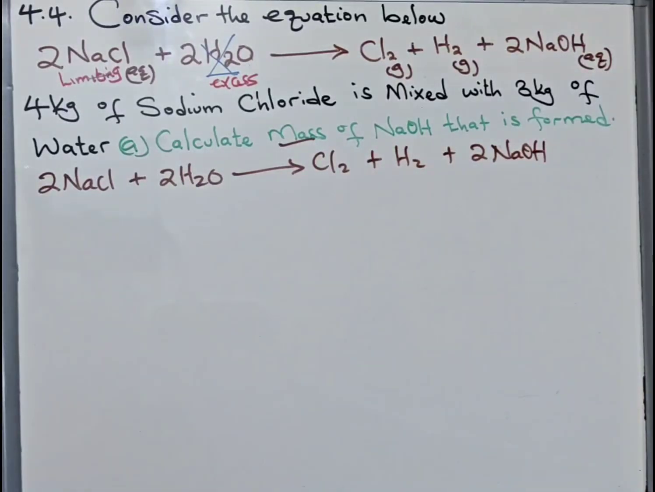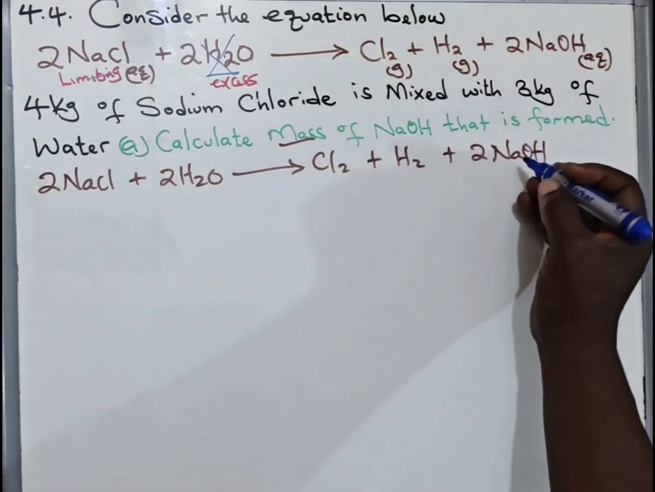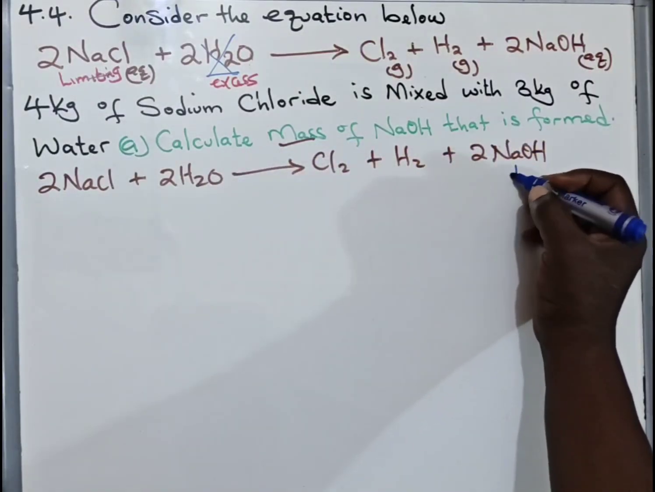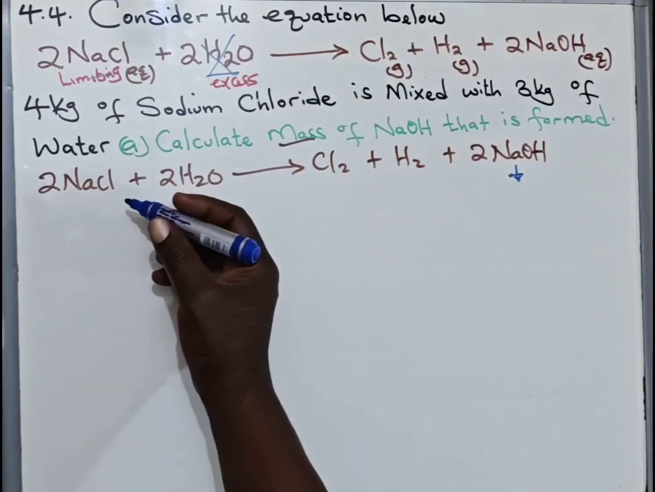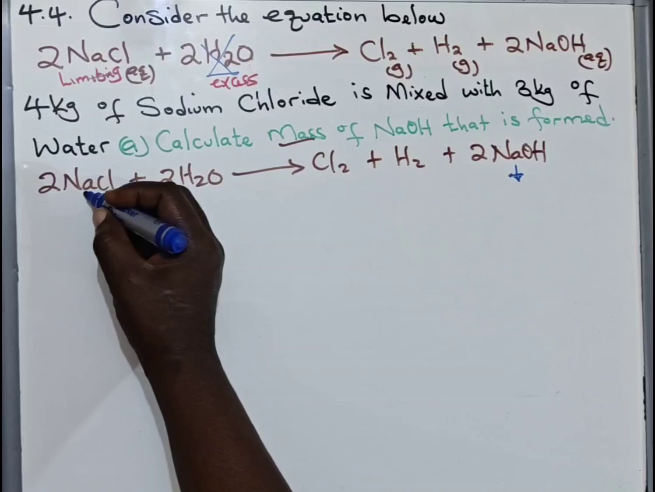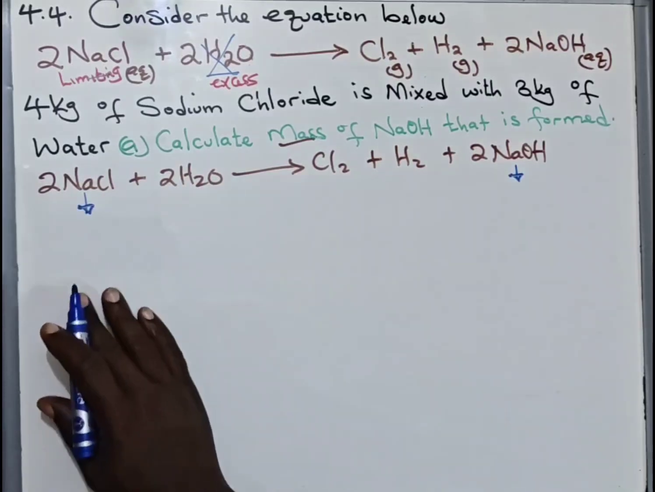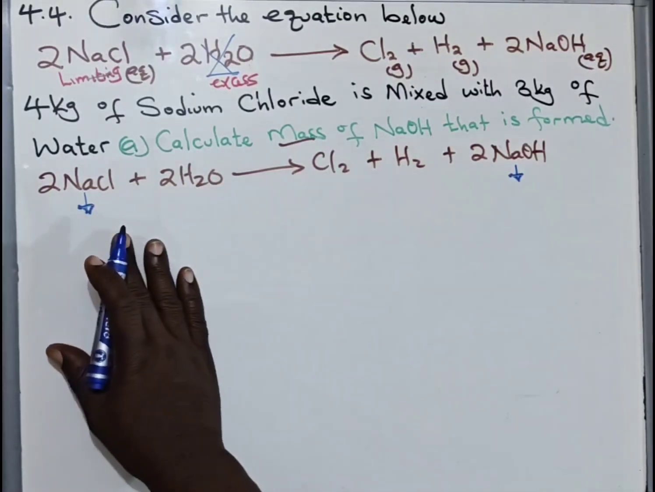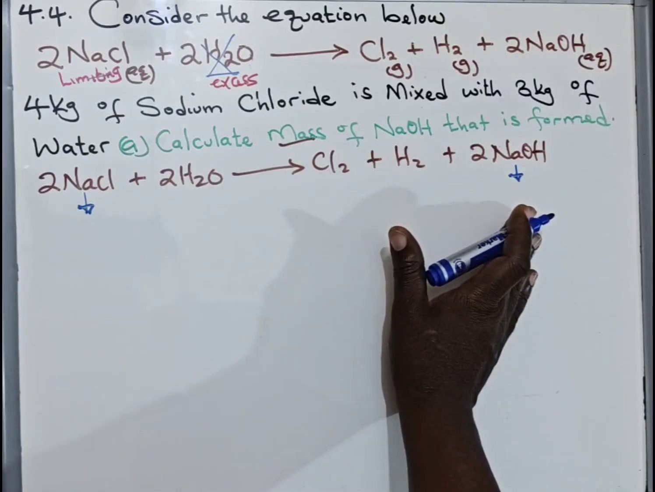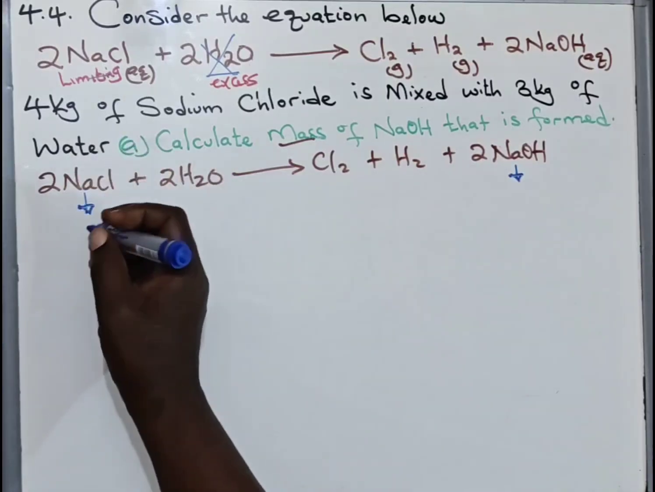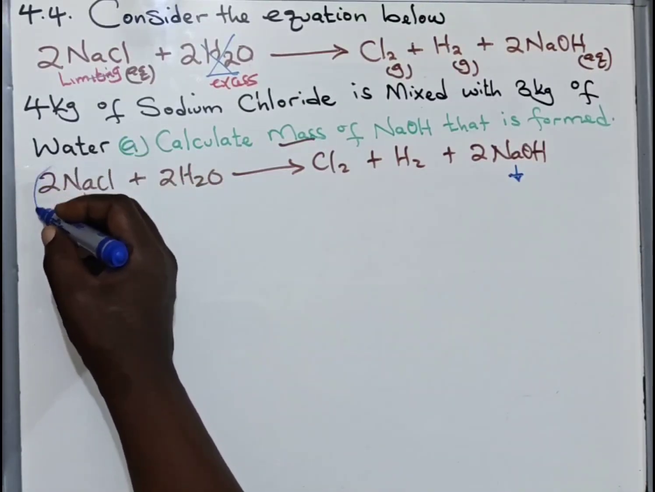So from the equation, what do we do? We earmark the parts we are going to use. The question wants a mass of sodium hydroxide, so we are going to use this. But we have just established that our limiting reagent is sodium chloride, so we are going to use it. So these are the 2 parts of the equation we are going to use. And you have to remember that we move from known to unknown. Okay? So our known is this.